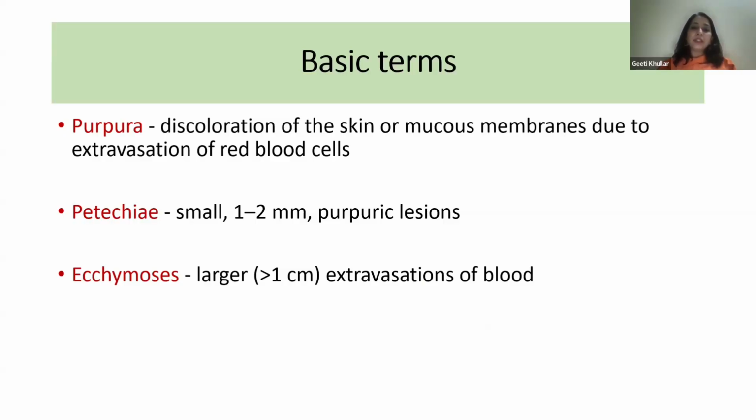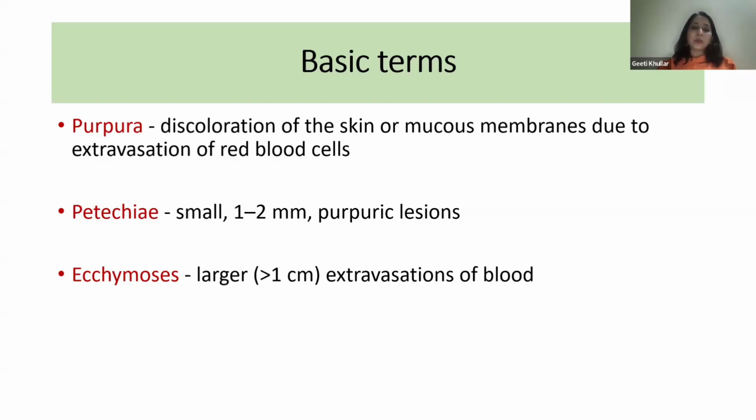Purpura basically refers to a discoloration of the skin or the mucosa. It can occur even in the mucosa due to extravasation of the red blood cells. So this is basically when there is damage to the blood vessel and there is RBC extravasation, which causes a discoloration of the skin. That is called purpura.